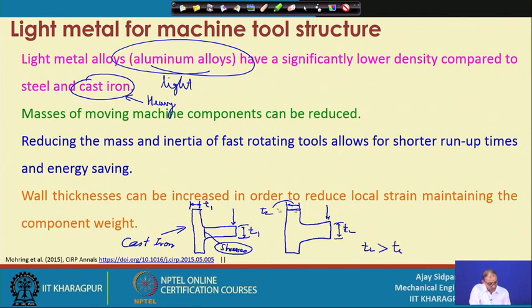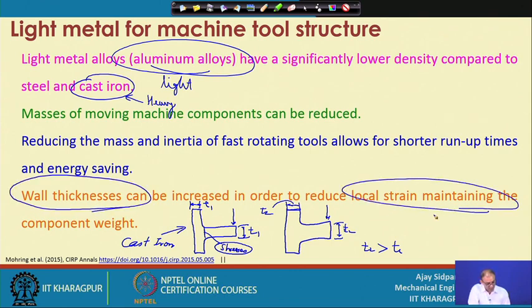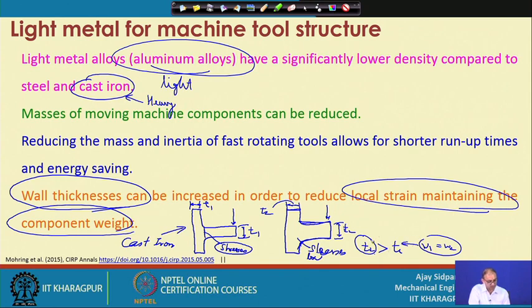So, in this case you can increase the wall thickness here to reduce the local strain. Now your thickness is a little bit more compared to the earlier case, so your stresses will expectedly be low, maintaining the weight of the component, because we know the density difference is high. Even if you increase this thickness, your weight will not increase at such a high rate, because there is a density difference. So, the weight will be the same for both cases, that is W1 equal to W2, even though you are increasing the thickness of this part.